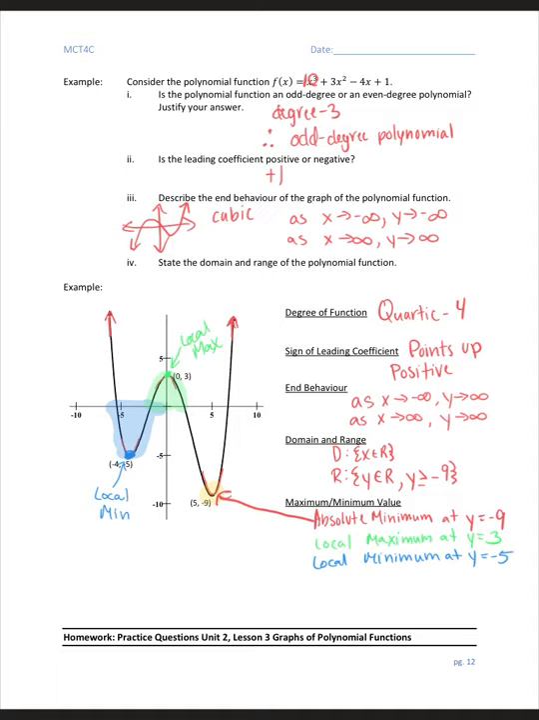All right, so lots of information we covered today. The big takeaway is to understand what is the degree of the function, what is the sign of the leading coefficient on a function, and how do those values determine the end behavior of that function. And that's it for today.